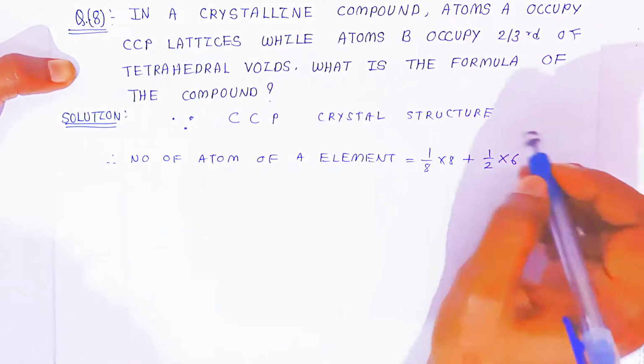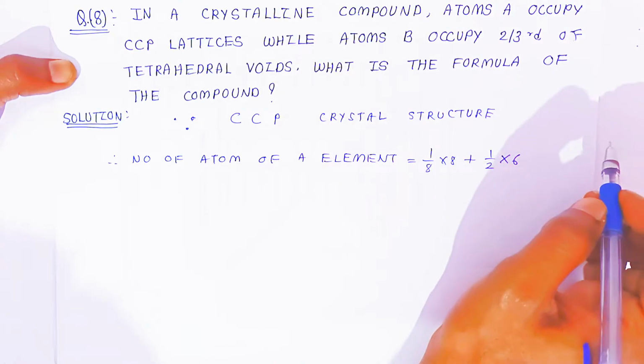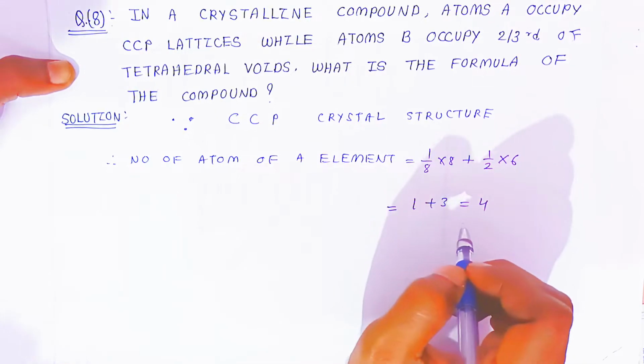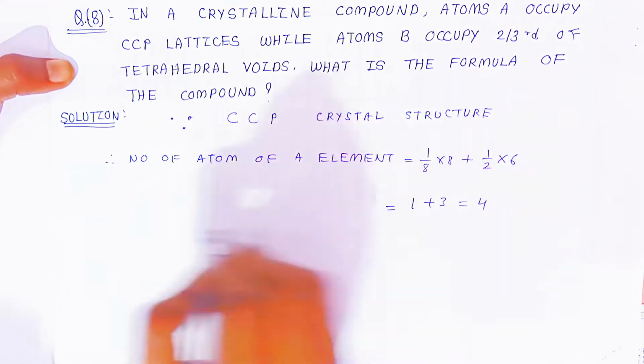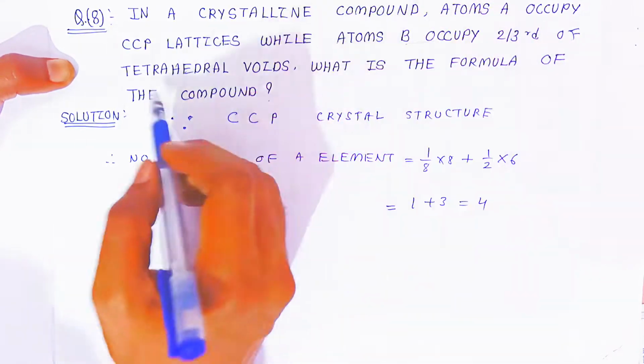Understanding, students? This cubic close packed structure is nothing but, you can also write, face centered cubic structure. So 1 plus 3 will be 4 atoms. This is the number of atoms you got for A element. Now the second question, students, read: B occupies 1/3 of the tetrahedral voids.